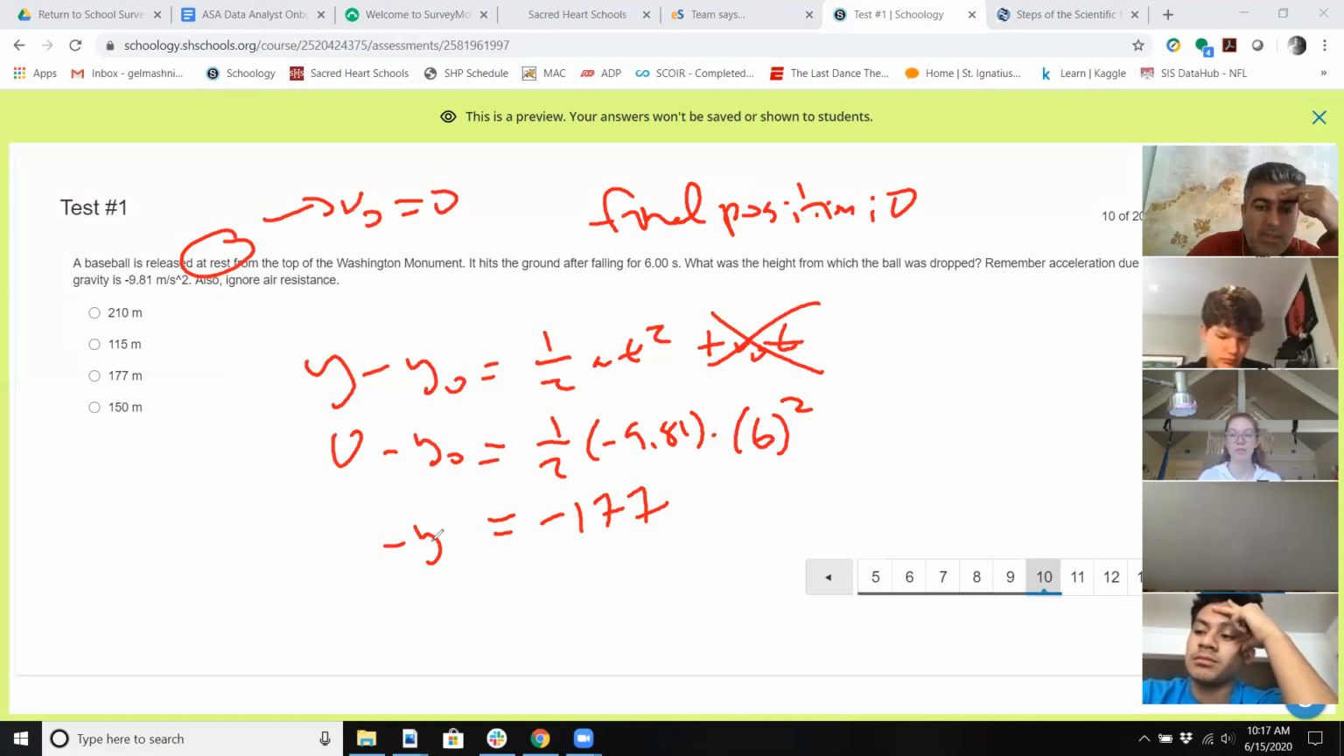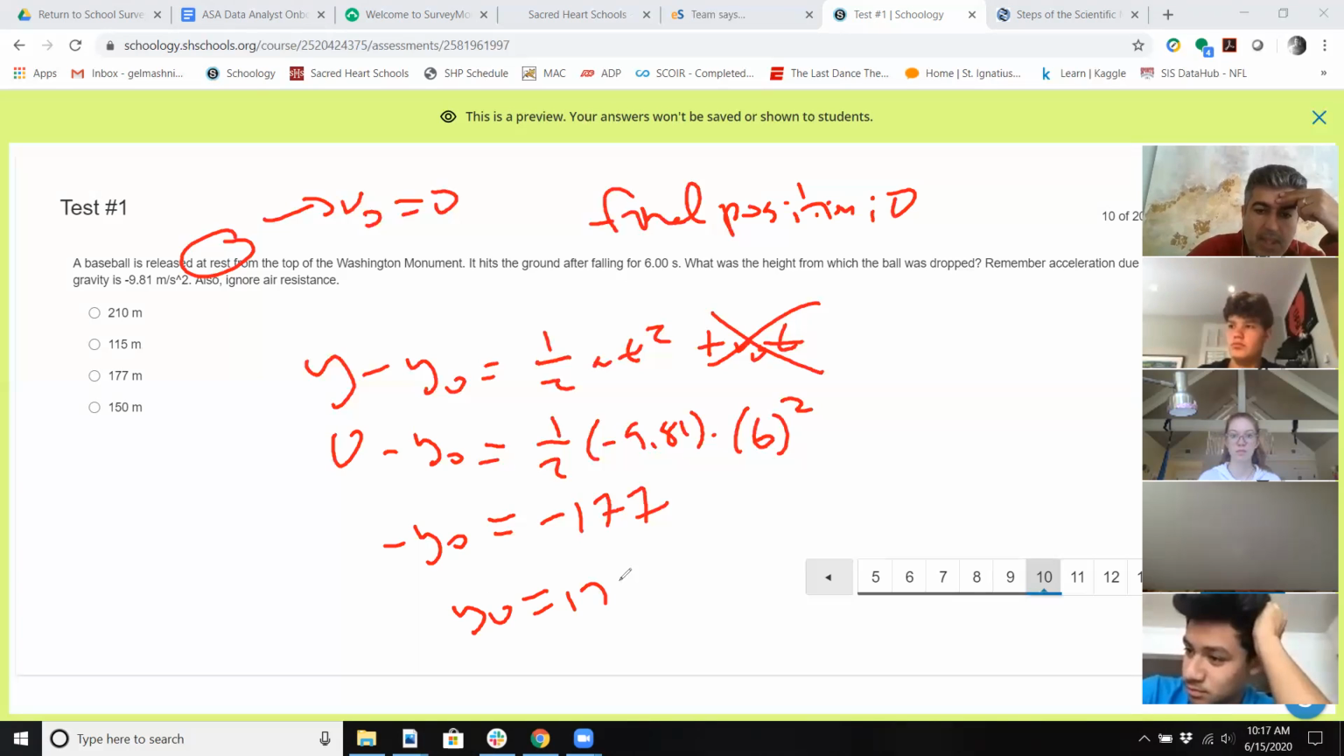So actually, it does make sense I keep the answer positive in the answer choices because negative 177 equals negative y0, so y0 is 177. So that's how you actually would do it more formally. But honestly, you get negative 177, don't worry about it. You just say C. And of course, it's in meters.